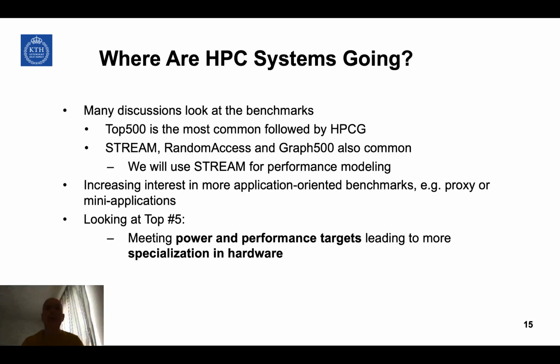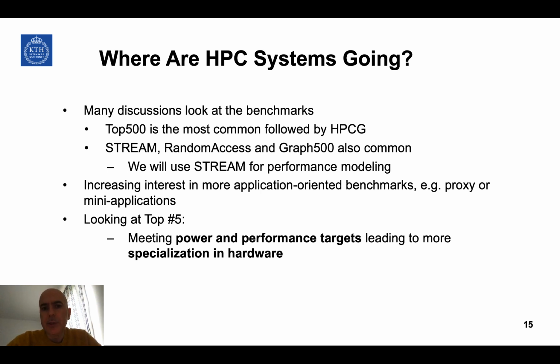So we've seen a number of different benchmarks. Where are HPC systems going? There's been a lot of discussion on benchmarks. We saw that having a good benchmark is very important, especially if you are buying supercomputers. You want a benchmark that is representative of the applications that you're going to run on your system. In the Top500, HPL is the most used benchmark, followed by the HPCG. Stream, Random Access, and Graph 500 are also common. It's quite common that during procurement the performance of these different benchmarks is requested.